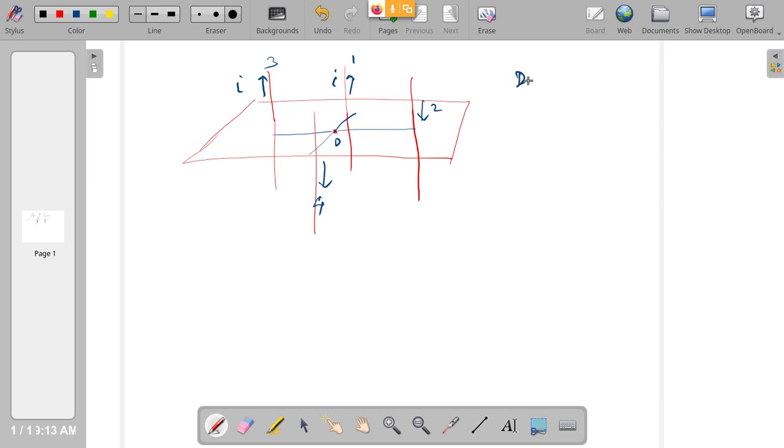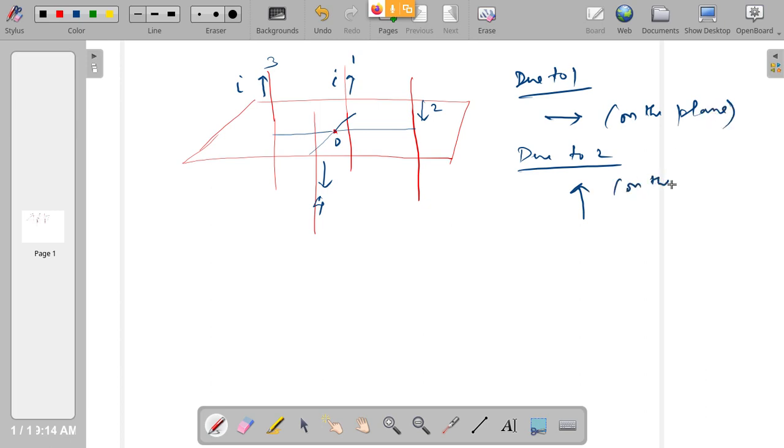For the wire due to 1, first wire, current is going up. If you curl it, the magnetic field direction is to the right for the origin point. Similarly, for the second wire due to 2, if you put the thumb in the current direction and curl it, the magnetic field direction is in this direction. And all are along the plane, on the plane only. Not above the plane or below the plane. Remember, all are on the plane I am doing. On the plane, on the plane.